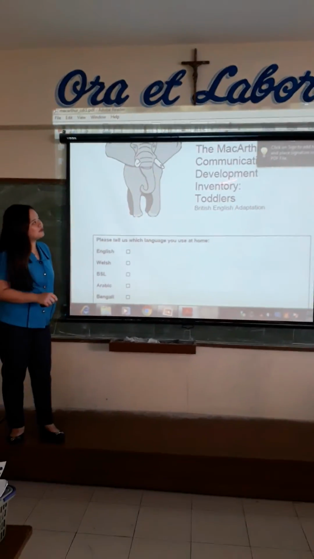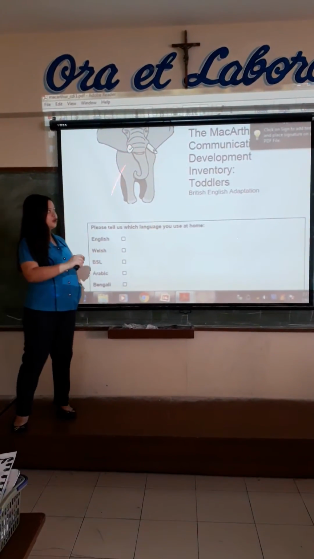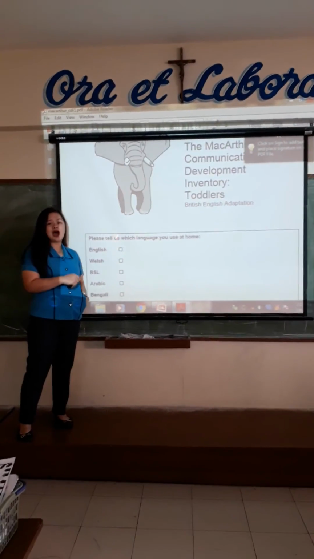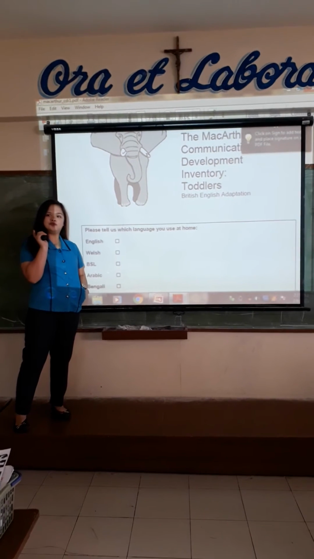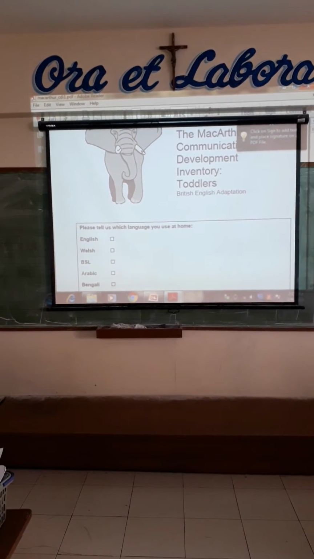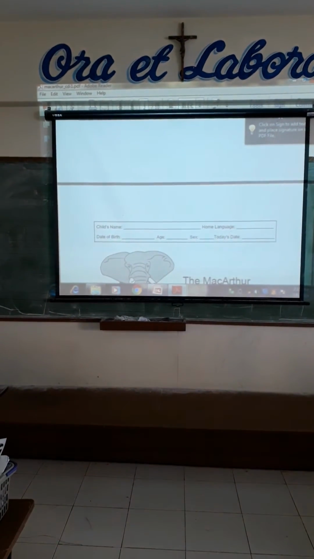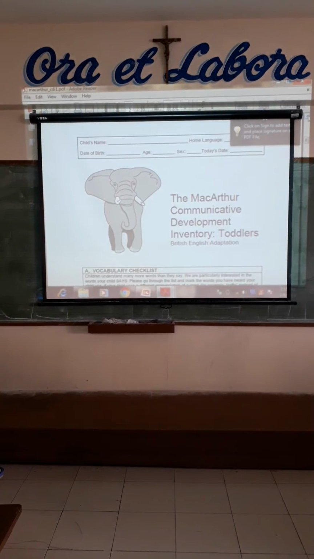So this one is the MacArthur Communicative Development Inventory for toddlers. This is just a simple checklist for toddlers. You identify every skill that the child, or the toddler, can actually do.